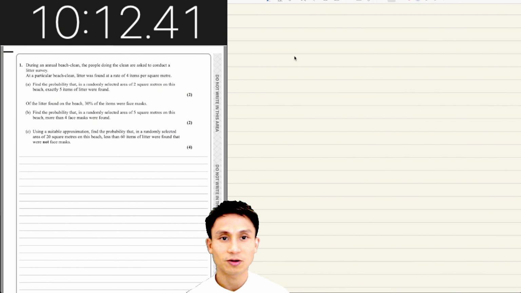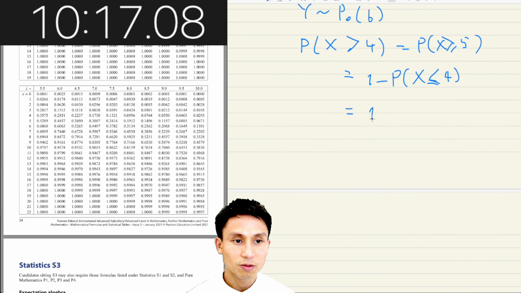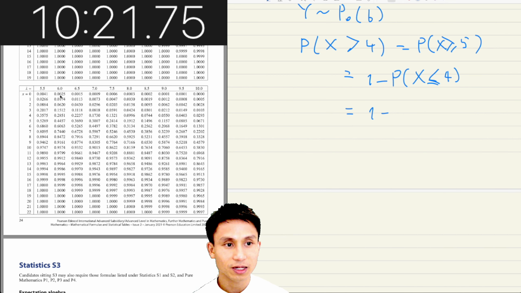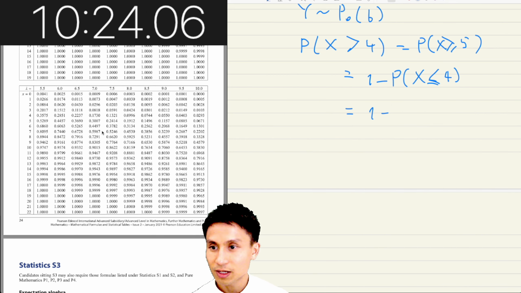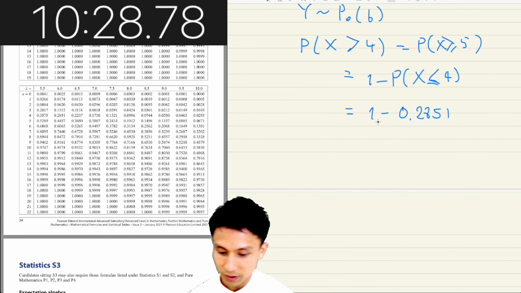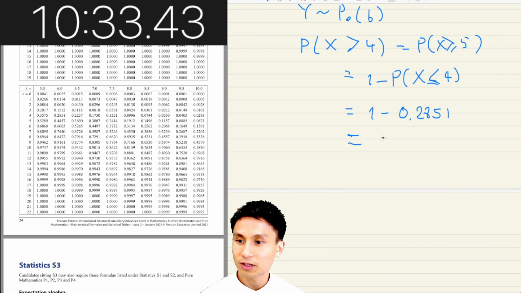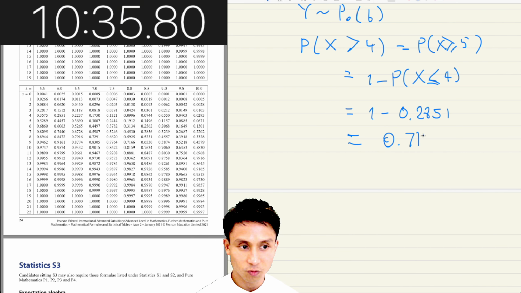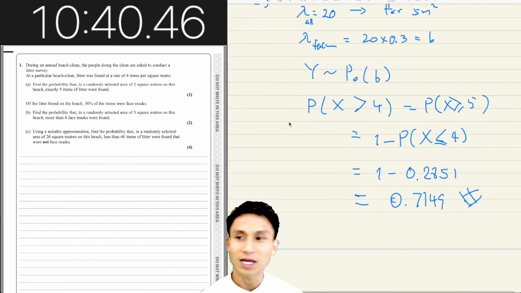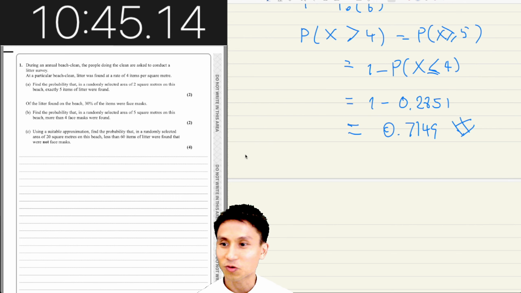Shrink down a bit. Okay, so let's open the table. So this is going to be 1 minus, lambda being 6 right here, X less than or equal to 4, so that's this one right here, 0.2851. So I'm going to do 1 minus 0.2851, and that will be the answer. So that's 0.7149. Okay, that's the best idea that I can come up with. I'm sorry about the long silence. I have taken quite long there.